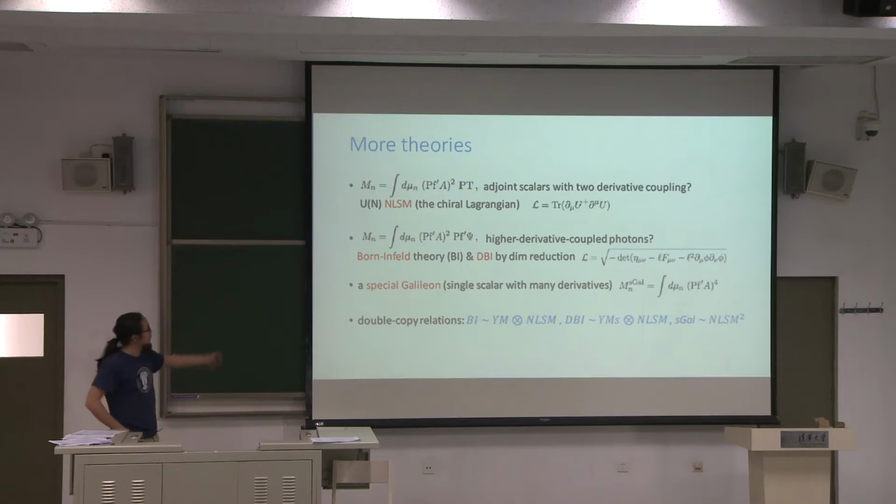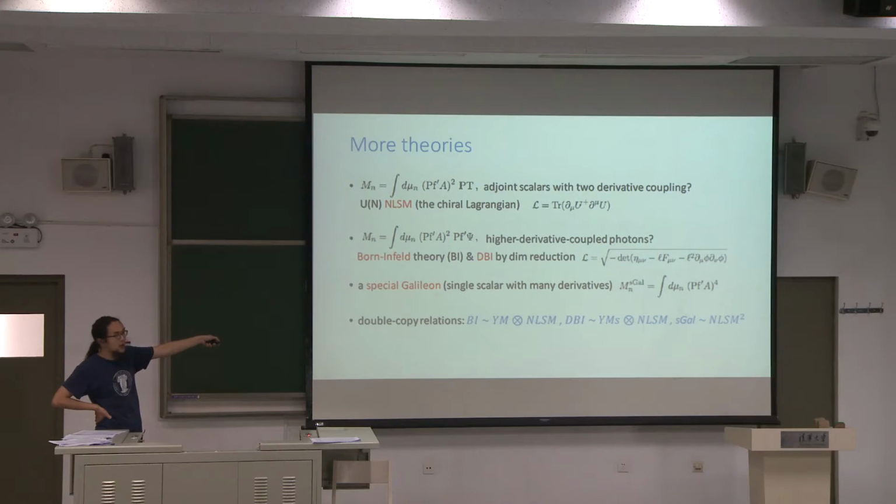So actually there is this list of three exceptional effective field theories, namely a nonlinear sigma model with this Pfaffian prime A squared with Parke-Taylor, and this Born-Infeld theory, or DBI, by dimension reduction, and also there's a so-called special Galileon theory. So actually, under the soft limit, this series show very nice Adler zero, and they're in some sense unique scalar theories that can have this behavior. And we already see that there are these double copy relations among them, namely Born-Infeld is Yang-Mills crossed with nonlinear sigma model, and the special Galileon is nonlinear sigma model squared.